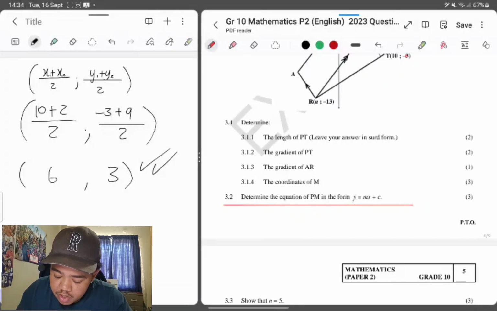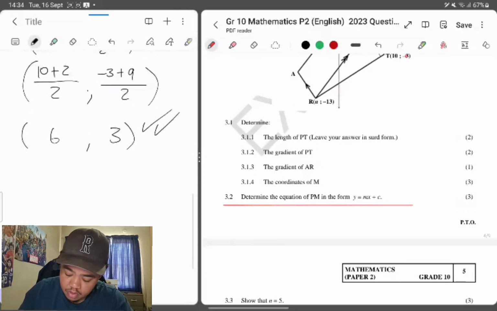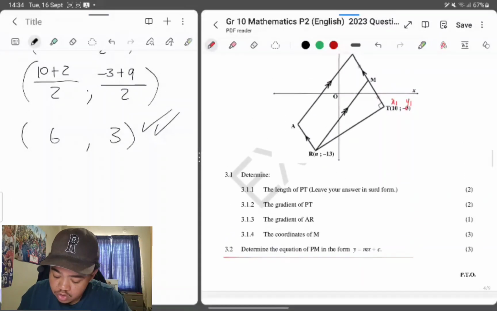Determine the equation of PM in the form y equals mx plus c. Remember what I told you at the beginning? Straight lines are very important when it comes to analytical geometry. You need to understand how it works, because they're going to throw it in every time. So we need to find the equation of PM.